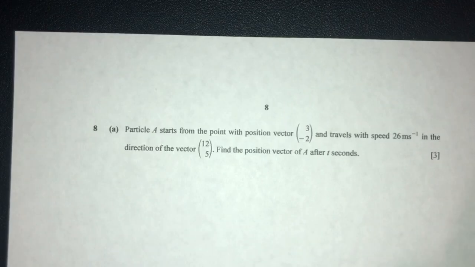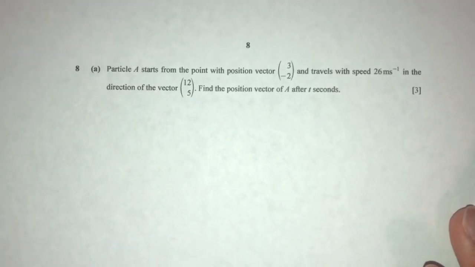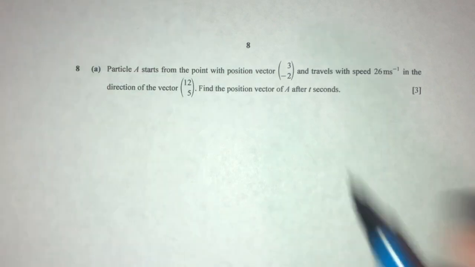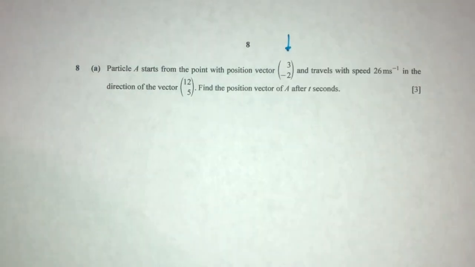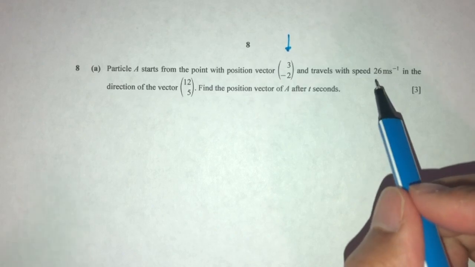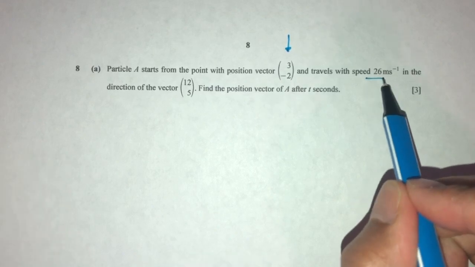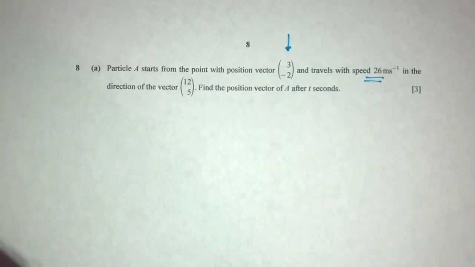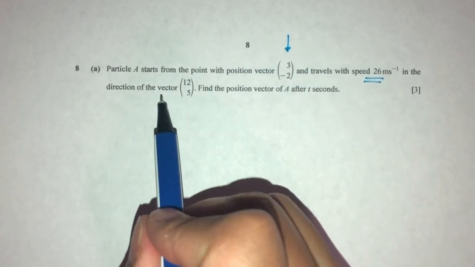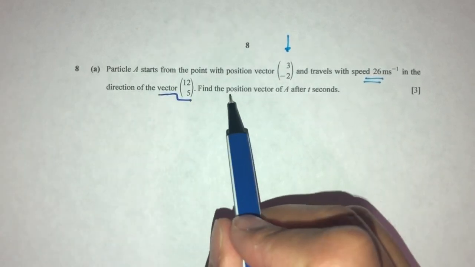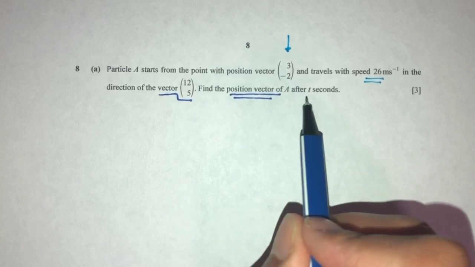Now let's move on to question number 8. So here we have a particle A starts from a point with a position vector, this is the initial position, okay, and it travels with the speed of this. So here you have speed, we don't have velocity, so speed is this in the direction vector of this. So find the position of A after t seconds.